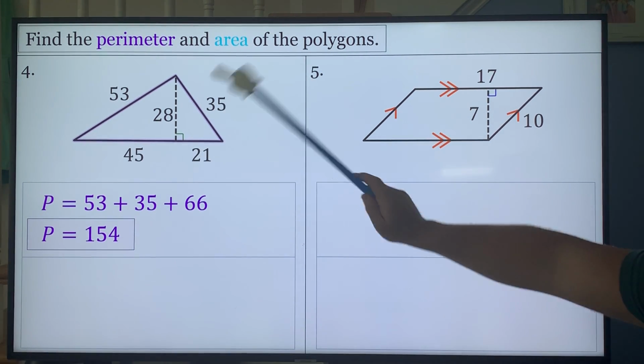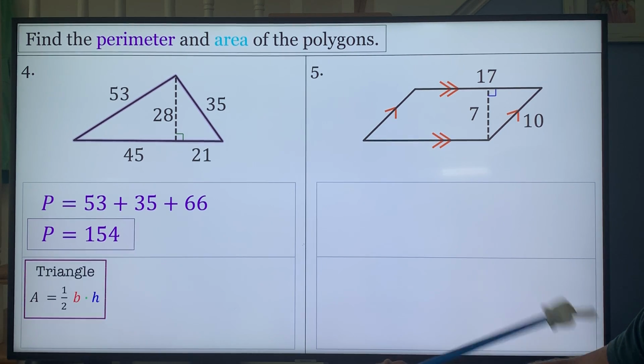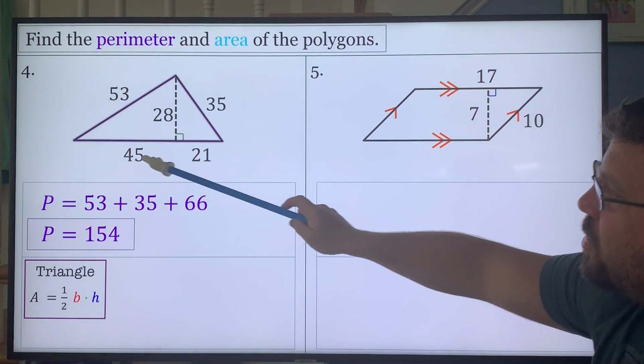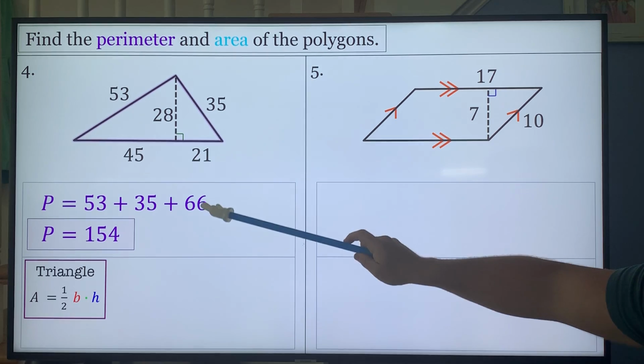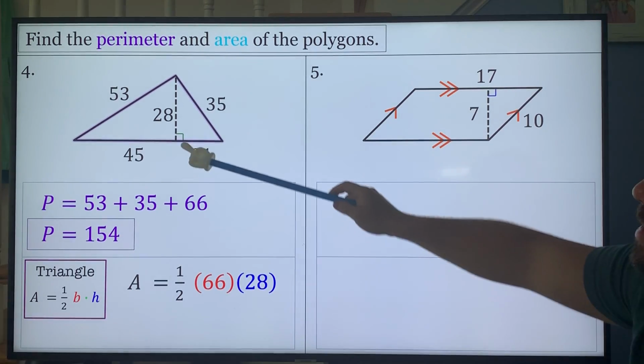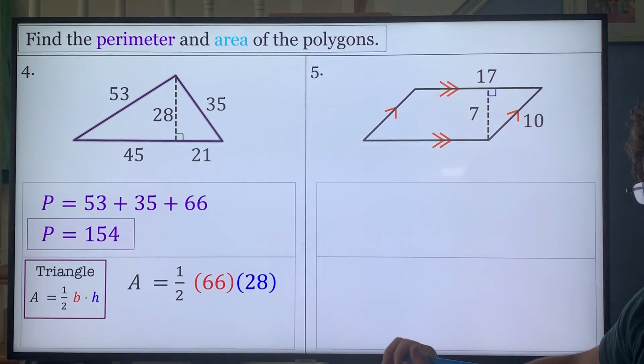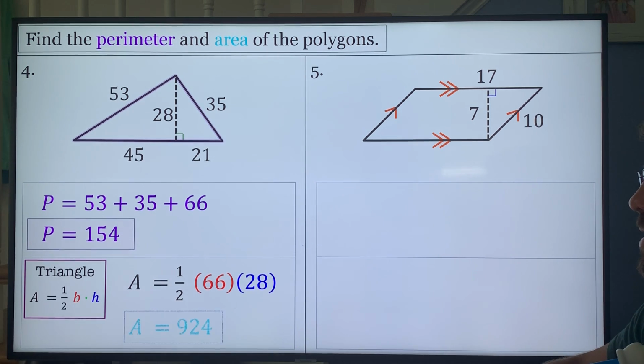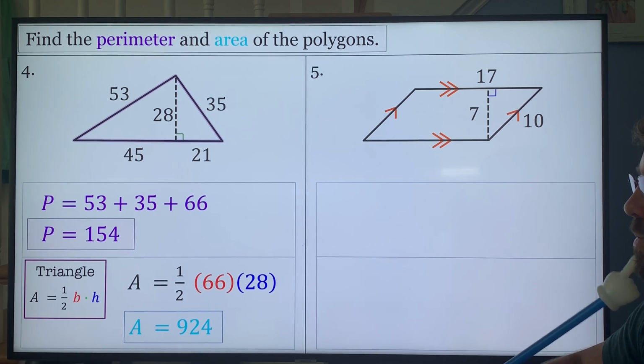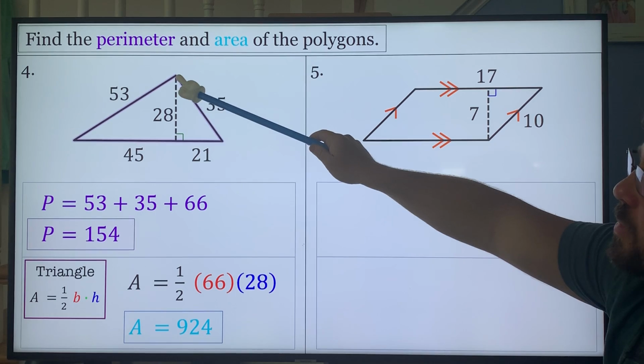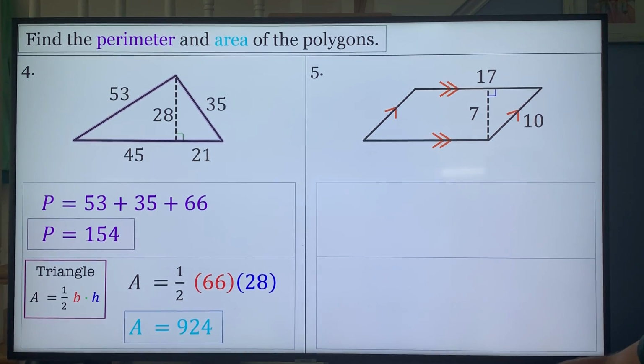Area of a triangle is one half base times height. So the base here is the whole entire base, 45 plus 21, which we said before is 66. And the height here is, with the right angle to the opposite vertex, 28, and your answer is 924. All right? Remember, opposite vertex with the triangle.